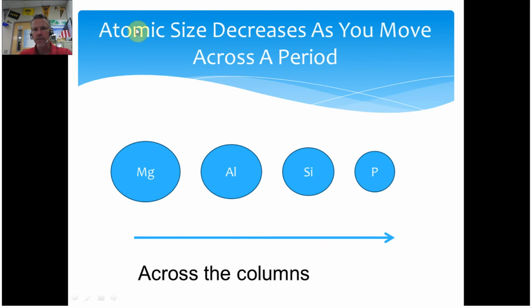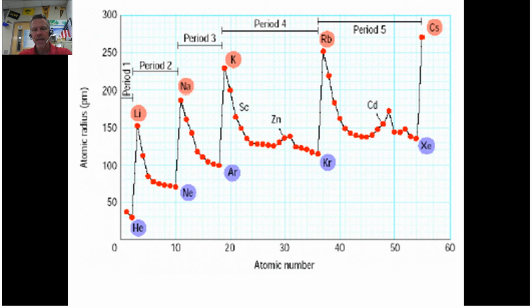So atomic size will decrease as you move from left to right, and atomic size increases as you move from the top of the table to the bottom. Now here's a graph that's supposed to help represent that. It's a little fuzzy, and I don't know if it will help or not, but I'll throw it out there anyway. We're showing atomic radius measured in picometers on the y-axis, and we're measuring atomic number on the x-axis.